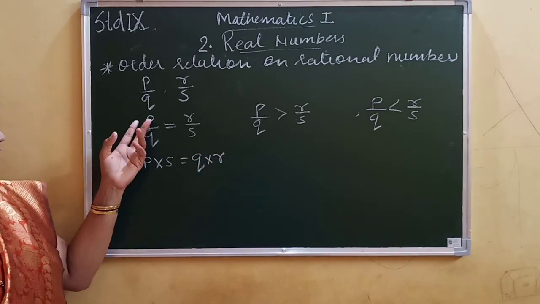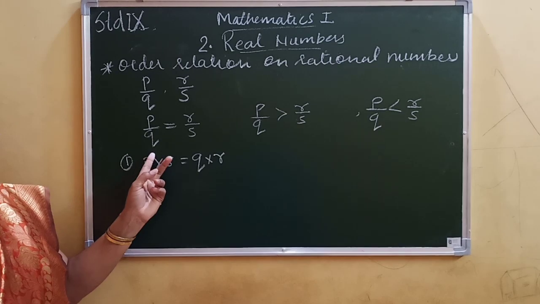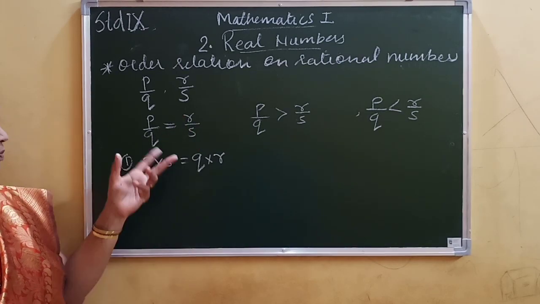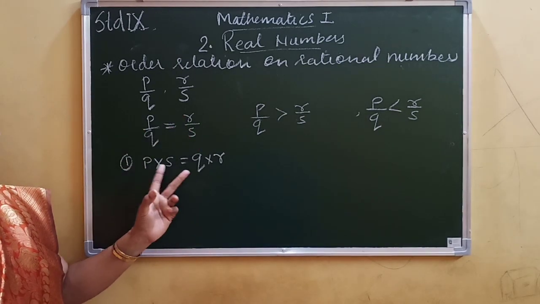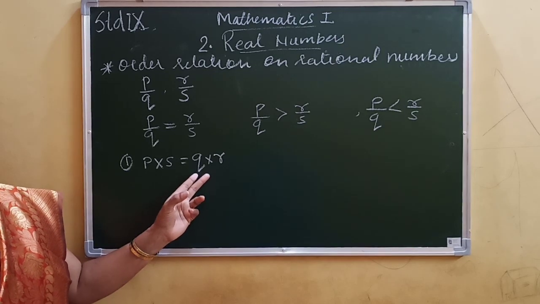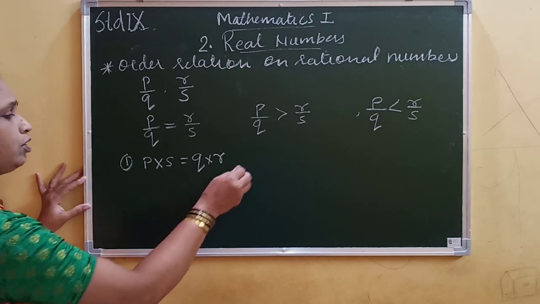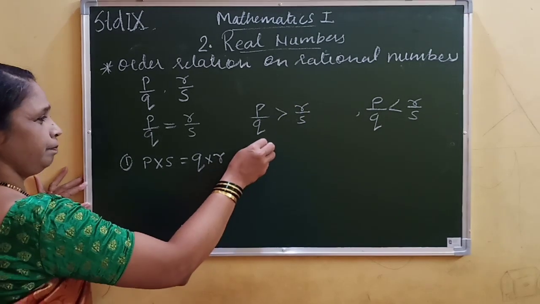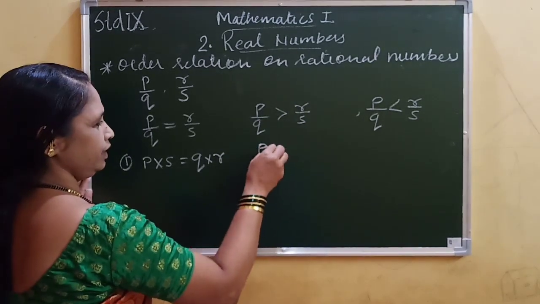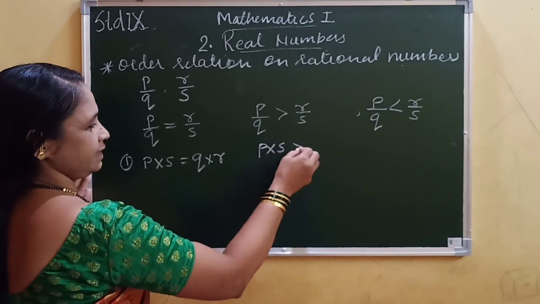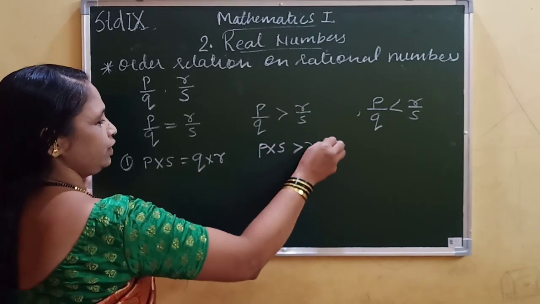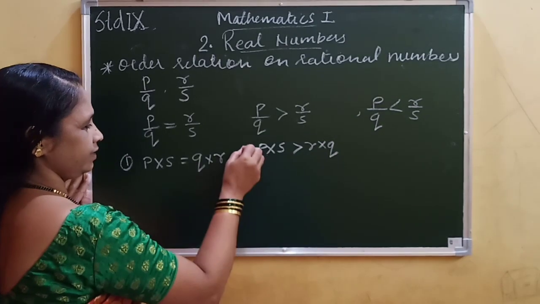See, P into S will be equal to Q into R. Means the product of P and S will be equal to the product of Q and R. Okay, this one. Now second, what we can say is that P into S is less than R into Q.